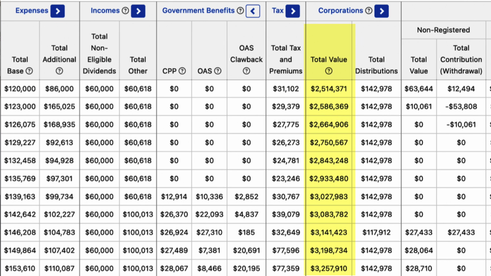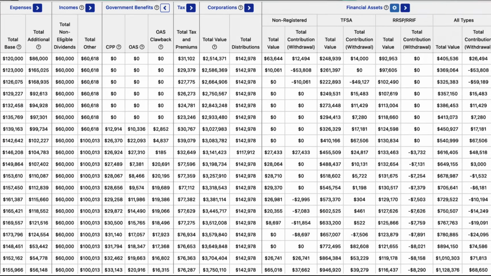You can see the corporation has $2.5 million worth of assets inside of it, taking out about $143,000 a year throughout their life, basically. Now, this is a really great example because it shows where a business owner focused on growing their assets in their company and not personally.